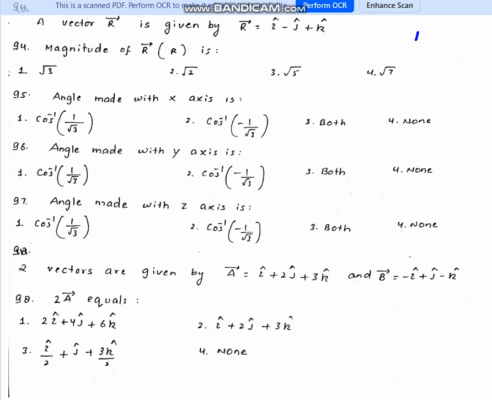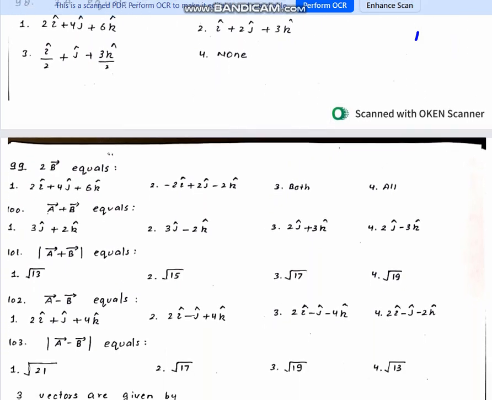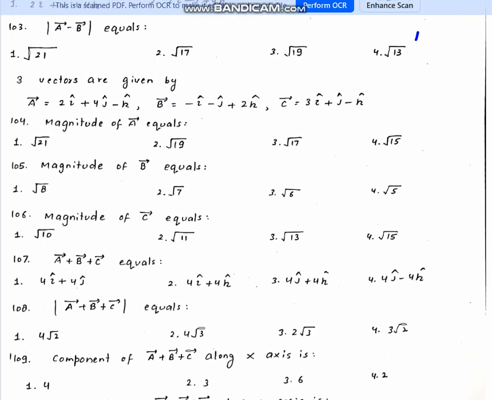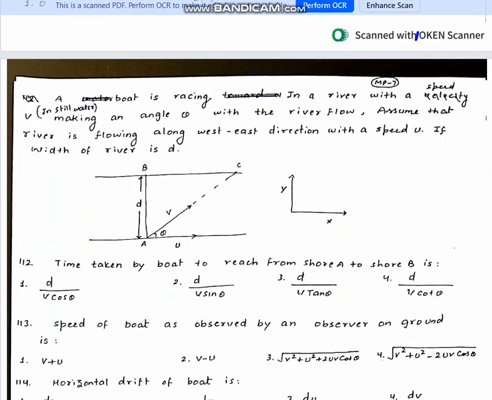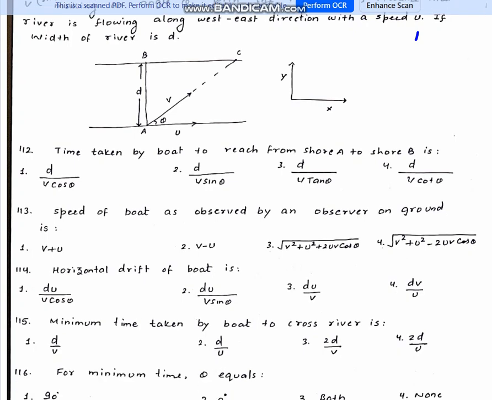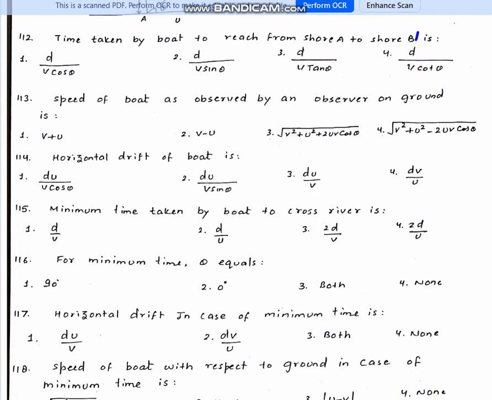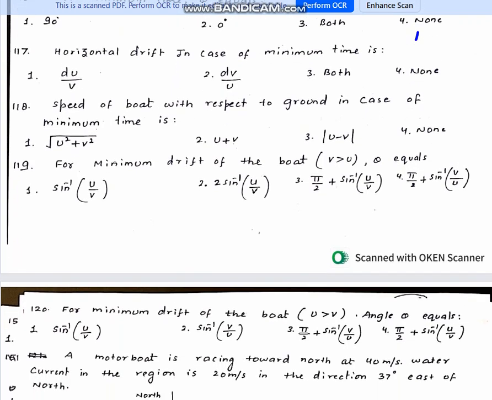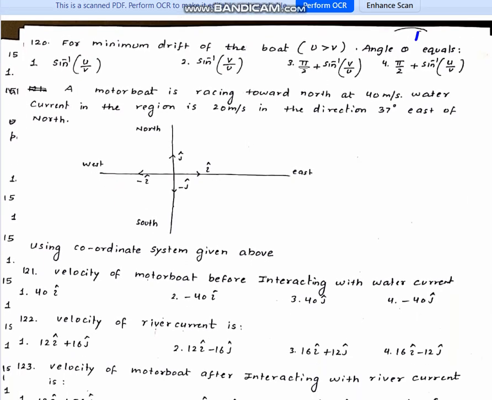Then we have a vector, we need to find the magnitude and angle made with the axis. Then we have a vector and we need to find twice of that. Then we need to add these two, find the magnitude, and the magnitude of the difference. Then we have three vectors, we need to find their magnitudes and their addition, magnitude, and their components along x-axis, y-axis and z-axis. Then we have a river boat problem. We need to find time taken by the boat, then speed of the boat, then drift, then minimum time taken, then conditions for minimum time, then horizontal drift, speed of boat with respect to ground, then minimum drift in case of v greater than u, then the angle corresponding to that.